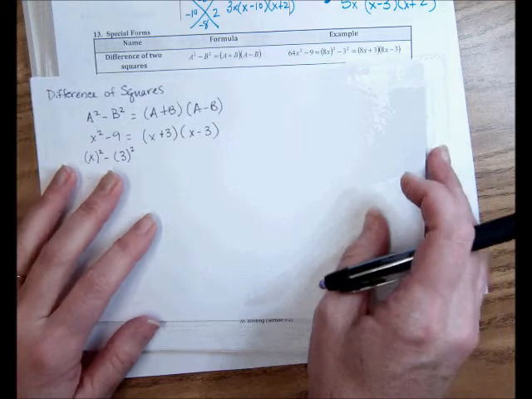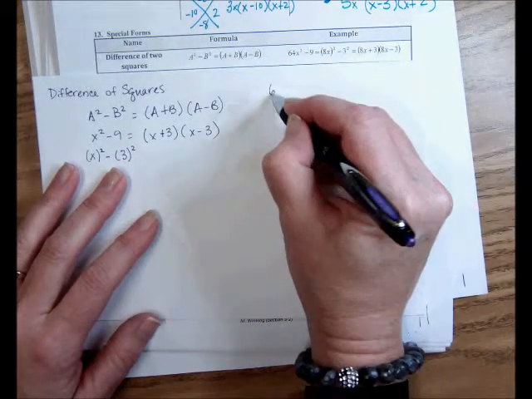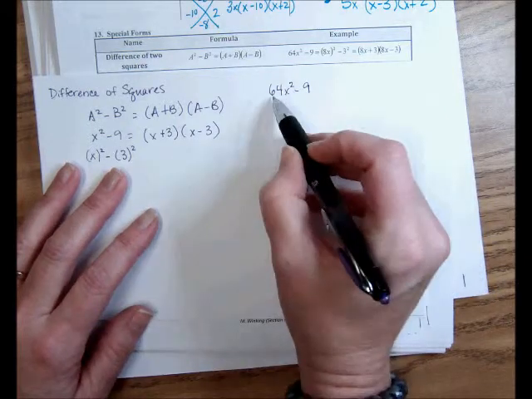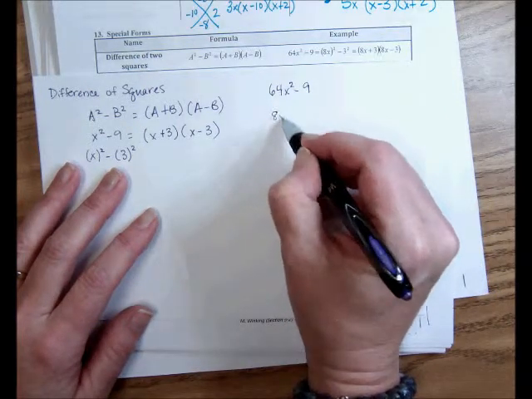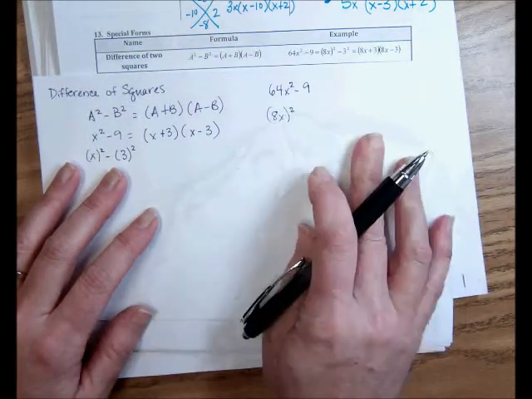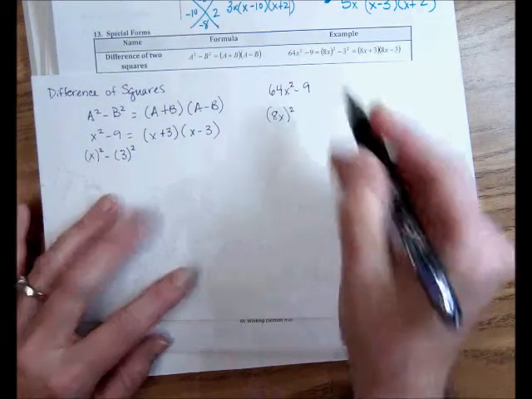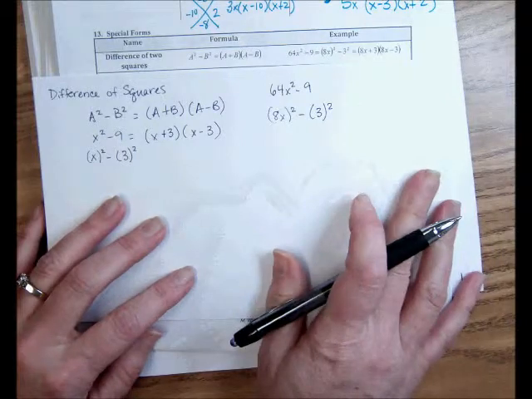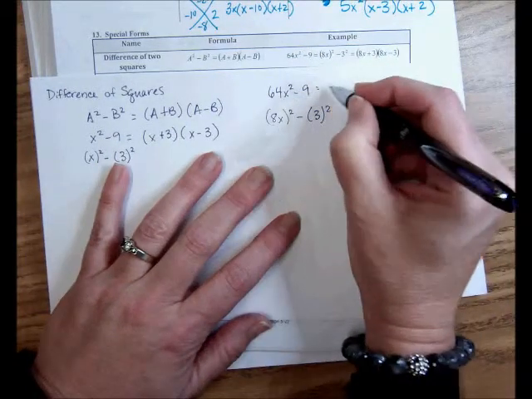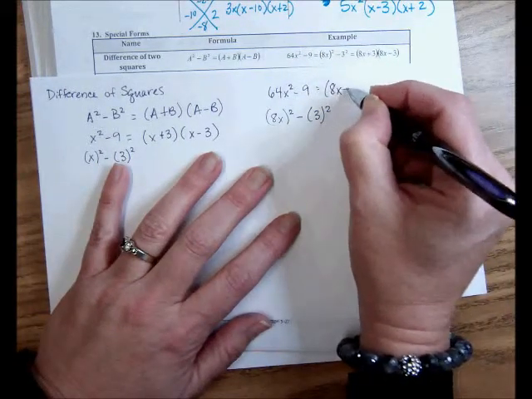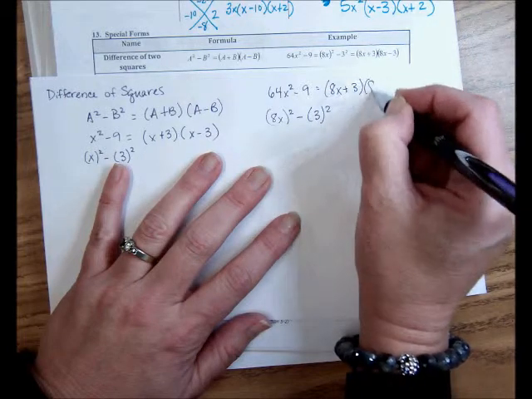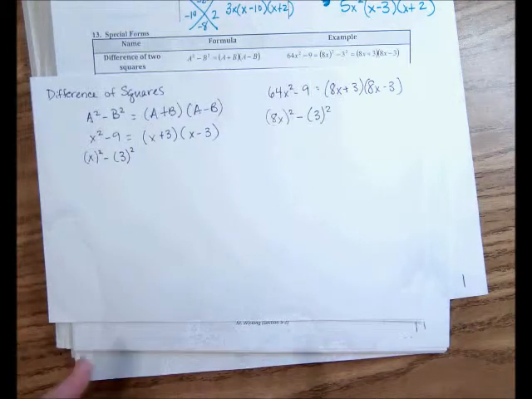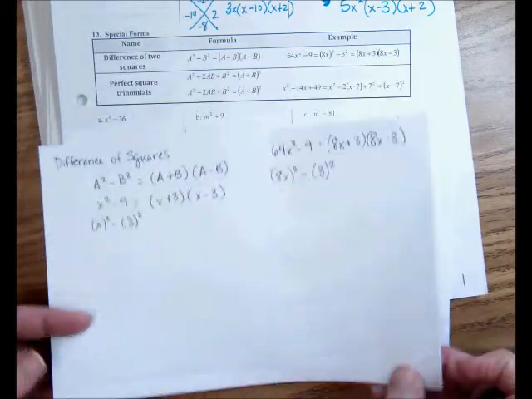Another more complicated example of this is 64x squared minus 9. In this case, you can see that 64x squared is a perfect square, which is 8x, that whole quantity squared, minus 3 squared. So I would simplify it to 8x plus 3 times 8x minus 3. You just have to practice seeing it.